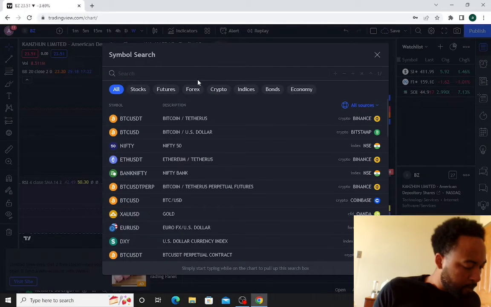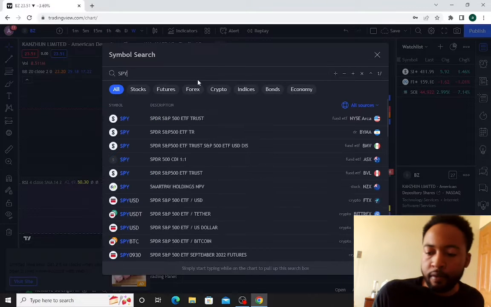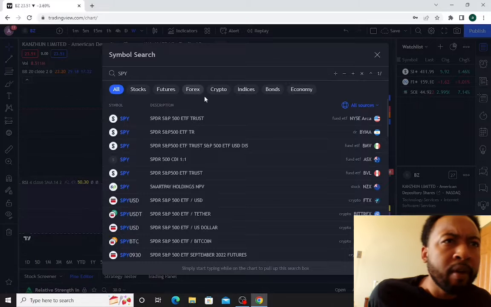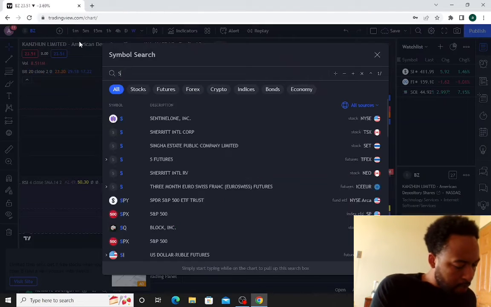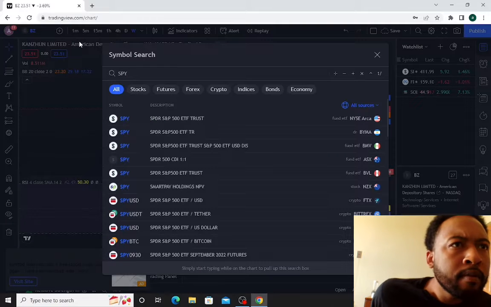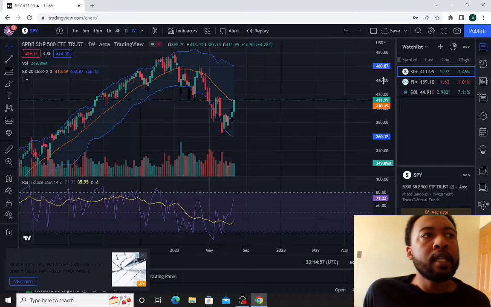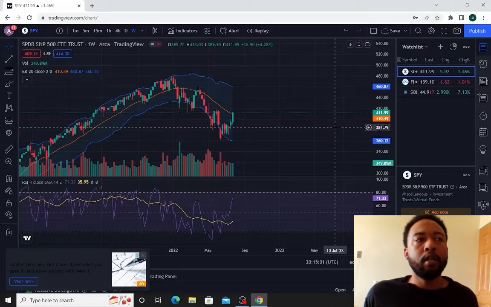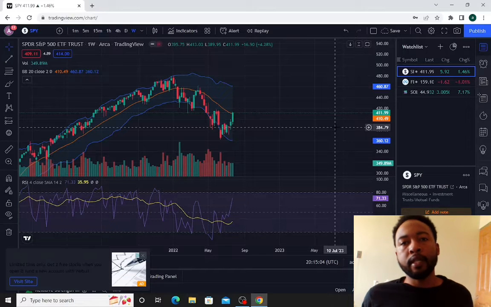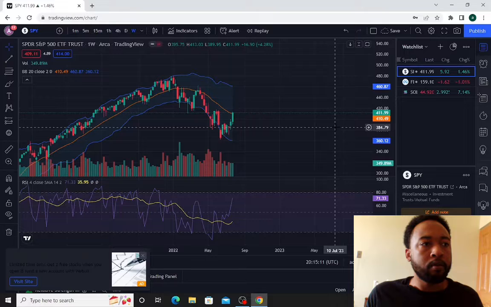Let's actually find a better one, like the SPY. I actually like trading the SPY ETF because it's very predictable. Click right there, and basically the SPY ETF is like the representation of the entire stock market. So if the SPY is going up, then that means the whole stock market is going up. So I love trading this bad boy because it's very predictable.